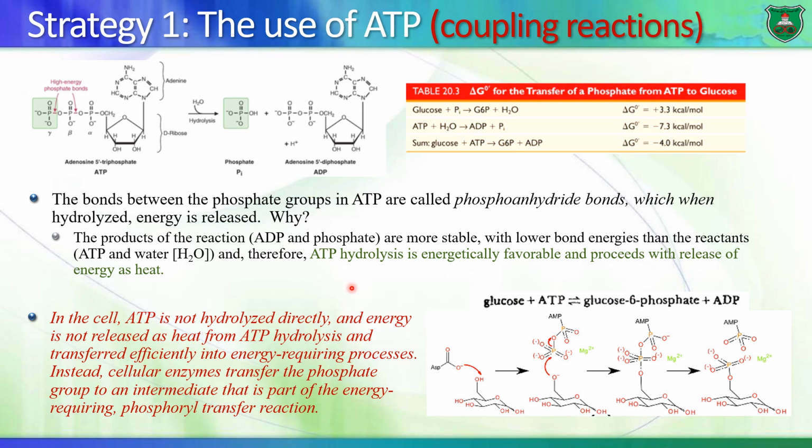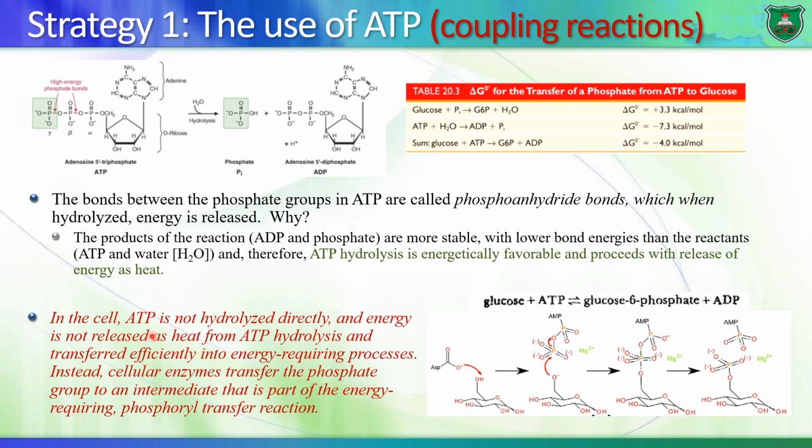Okay, so the idea here, whenever we have this reaction right here, ATP plus H2O giving us ADP plus inorganic phosphate, the delta G naught prime of this reaction is actually minus 7.3 kilocalories per mole, meaning that the reaction is exergonic. It is a favorable reaction.